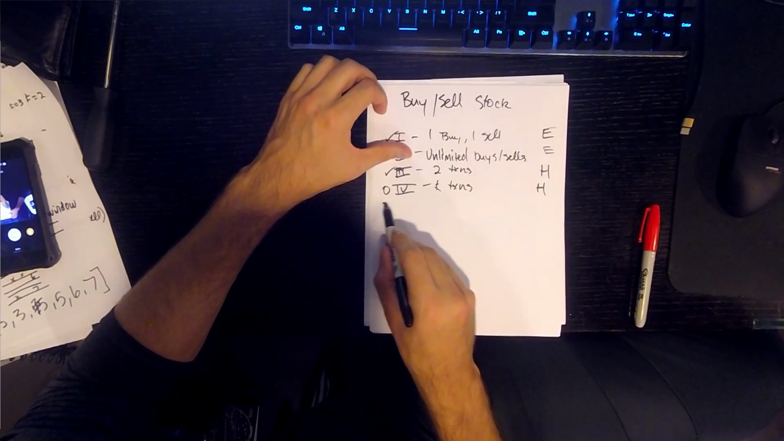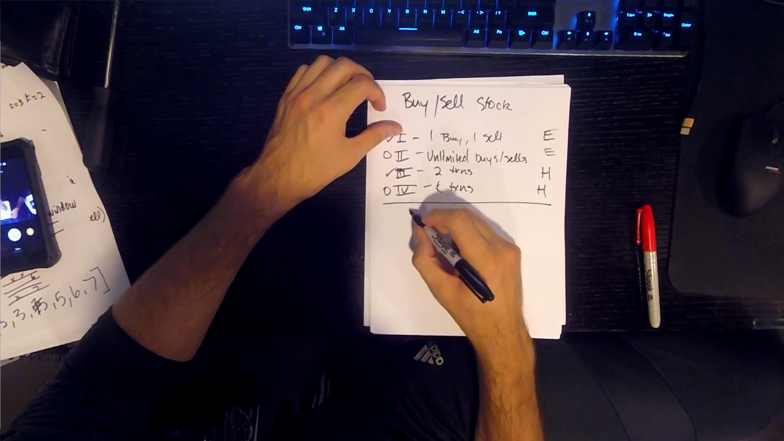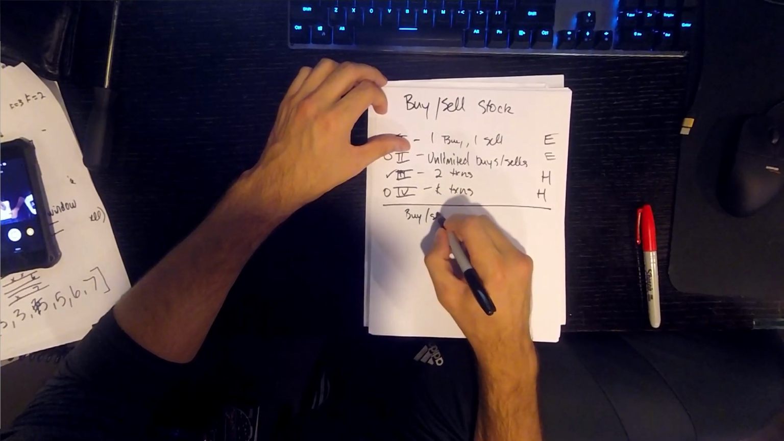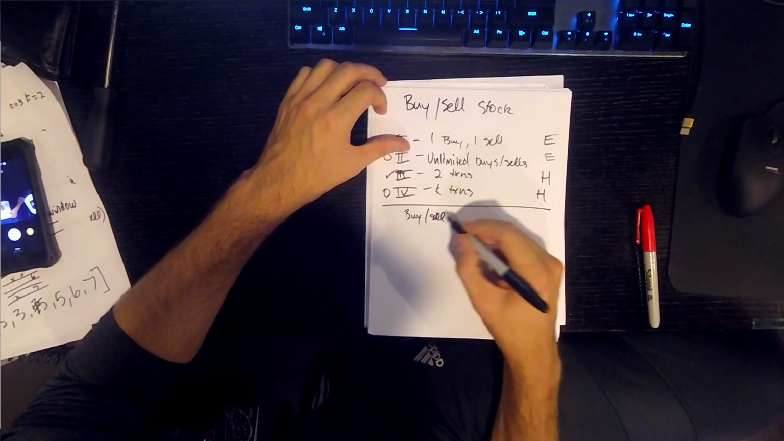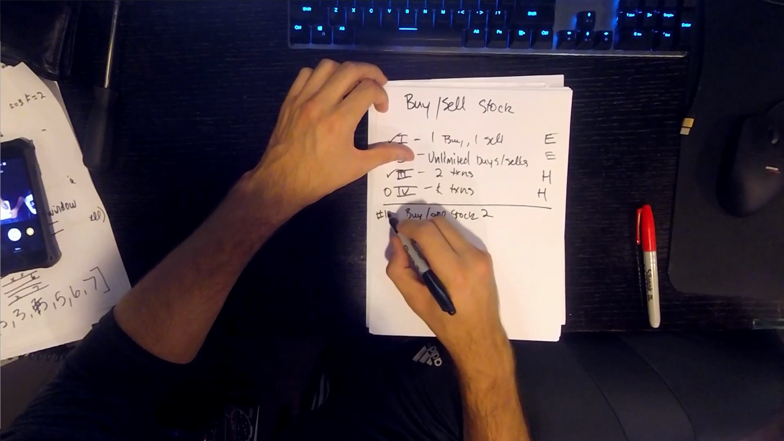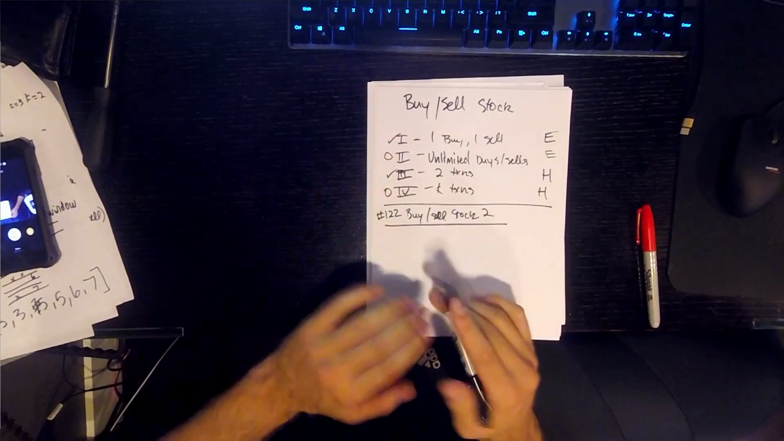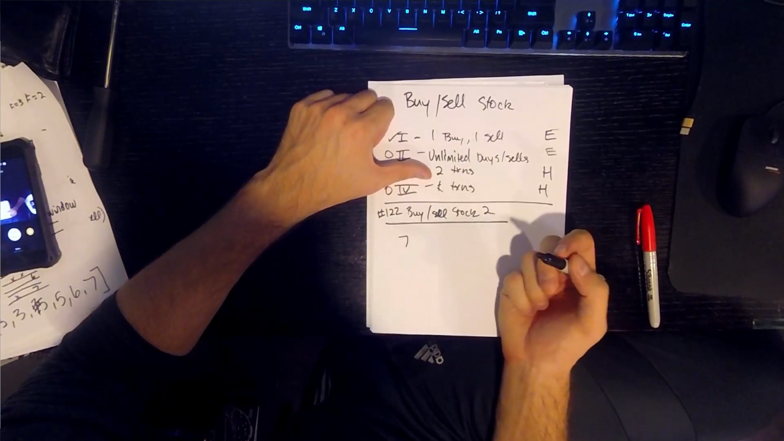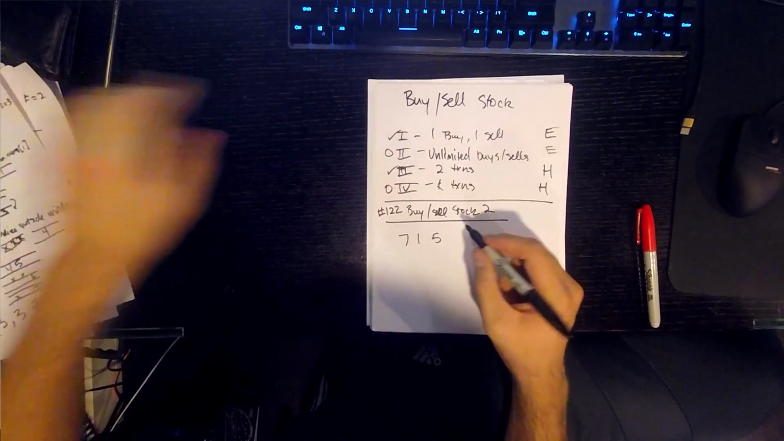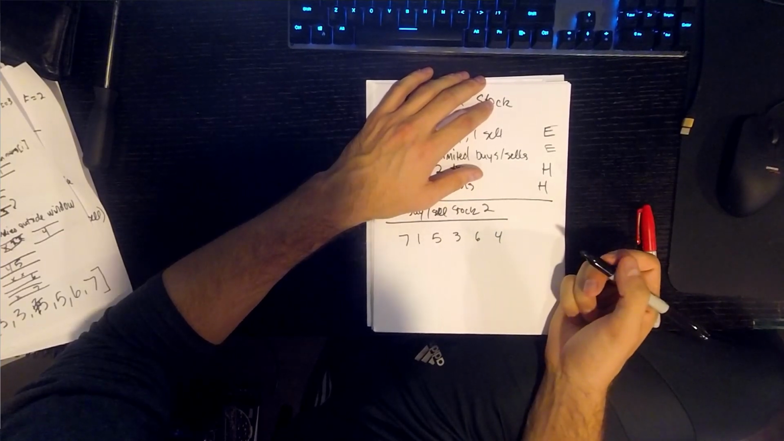So let's get started. So for unlimited buy sells, I will call that buy, sell, stock 2. LeetCode number 122, if you're trying to follow along. And it basically says, okay, given a list of stock prices, 7, 1, 5, 3, 6, 4. Calculate the max profit.